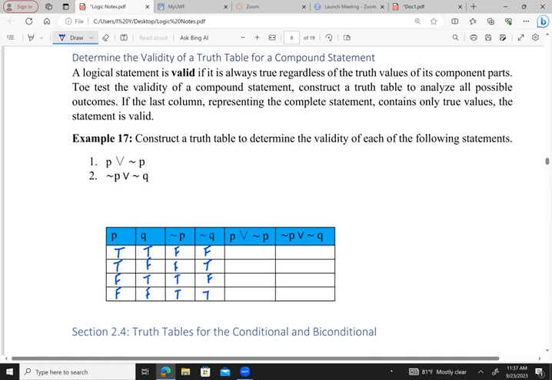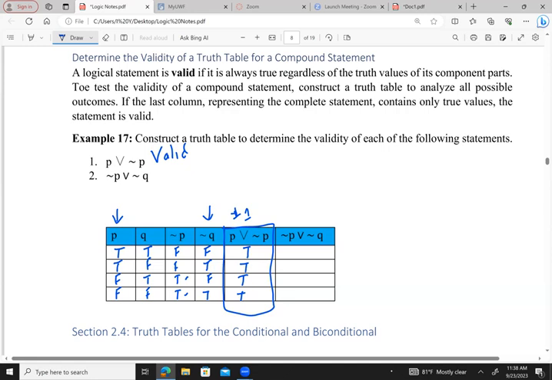Now I'm looking at number one here, which is P or not Q. So here and here. And it's an or statement. So anytime one of them is true, it's true. So P is true in this first line and the second line, so we're good. And not P is true here and here. So this tells us that this is valid because it's true for every possible outcome.